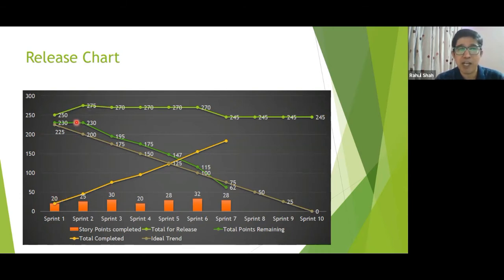So even in the burn down chart, if you add this scope line, then it will serve the purpose. But normally it is not there. We have an ideal line. So this is another type of chart you can use.